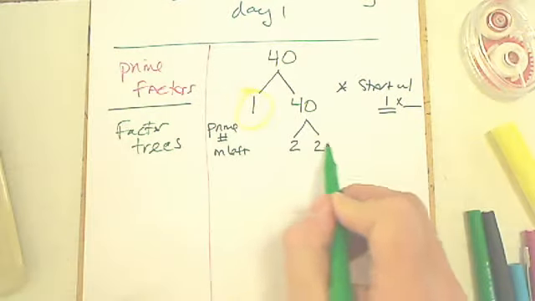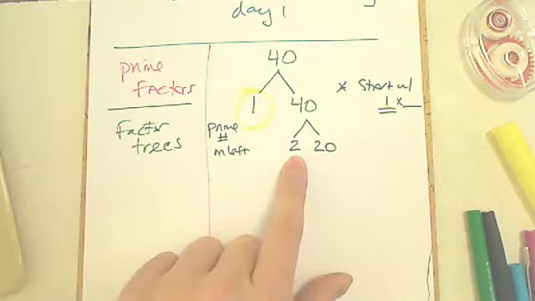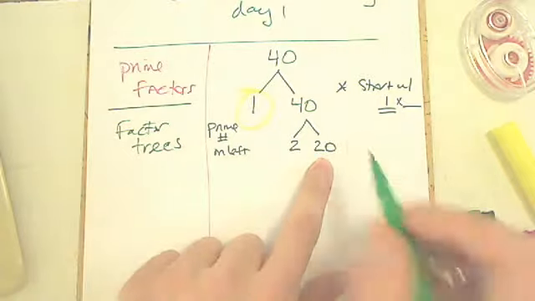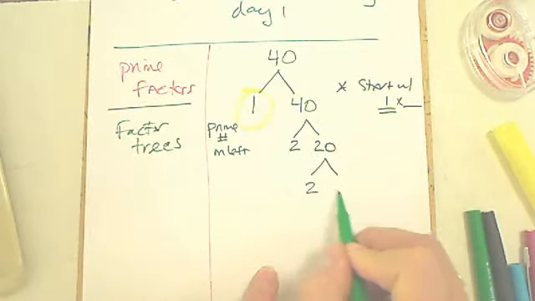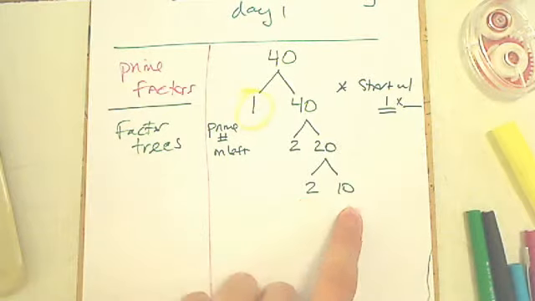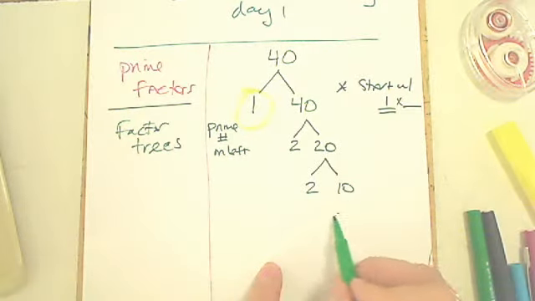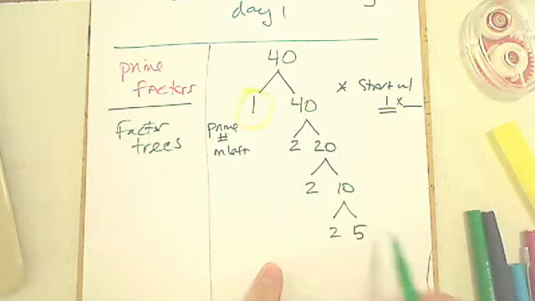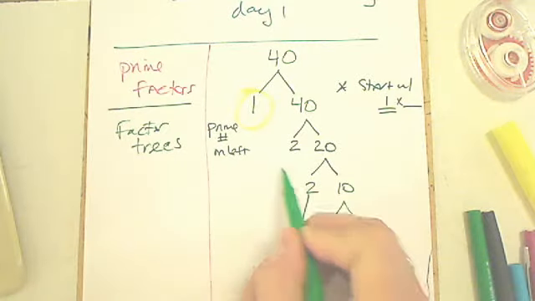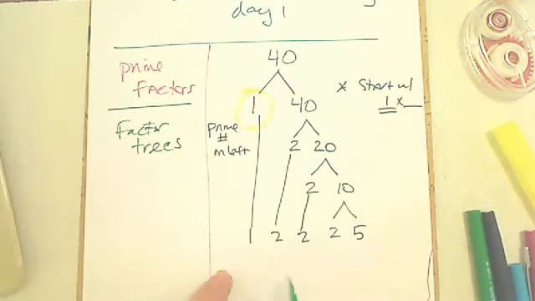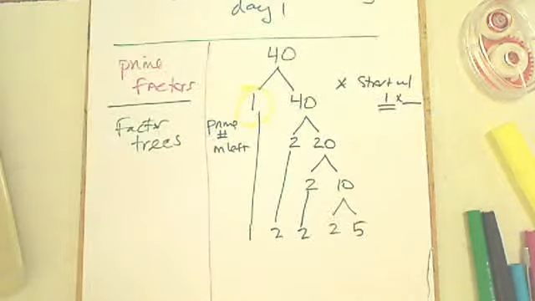2 and 20. 2 is prime. 2 is on the left. 20 is not. Break down 20. 2 and 10. 2 is prime. 10 is not prime. 10 is composite. Break down 10 one more time. 2 and 5. We stop when there are only primes left over. Bring down the 2. Bring down this 2. Bring down this 1.